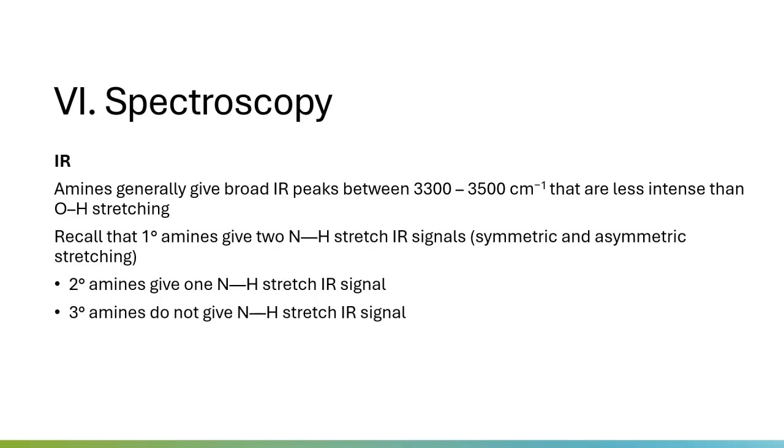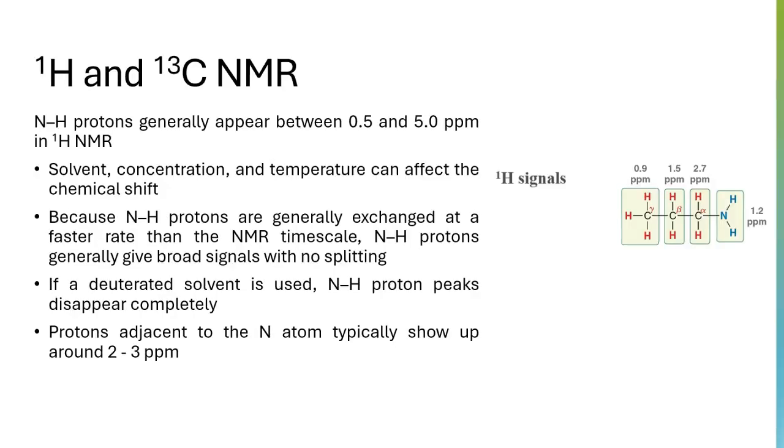Proton NMR and carbon-13 NMR. The NH proton generally appears anywhere between 0.5 and 5 parts per million in the 1H NMR. Solvent, concentration and temperature can affect the chemical shift. Because NH protons are generally exchanged at a faster rate than the NMR timescale, NH protons generally give broad signals with no splitting. If a deuterated solvent is used, NH proton peaks oftentimes just completely disappear.